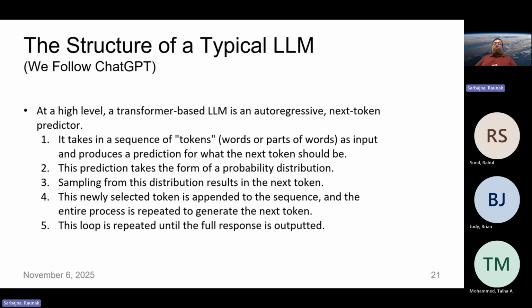So now we follow the ChatGPT architecture. This is how ChatGPT works essentially, and this is the full structure of a large language model today. At a very high level, I'll go into detail after this, a transformer-based large language model is an autoregressive next token predictor. What that means is that essentially it's a Markov model. You give it a set of tokens, and it's going to predict what the next token is going to be. All of you have done supervised learning, all of you have done Gaussian modeling, et cetera.